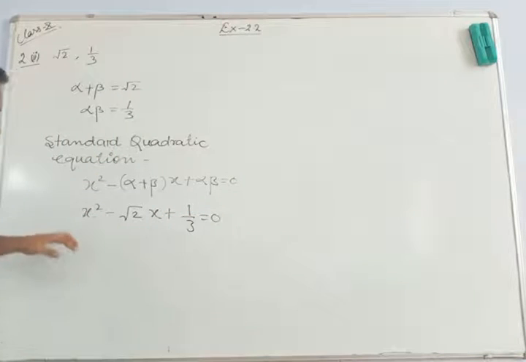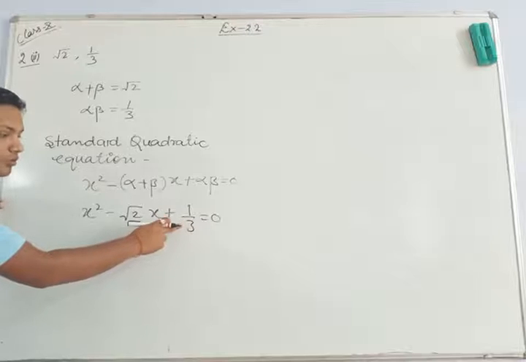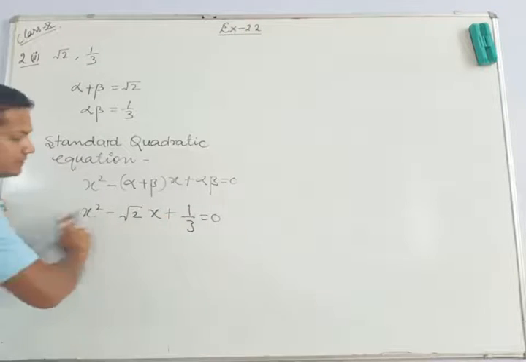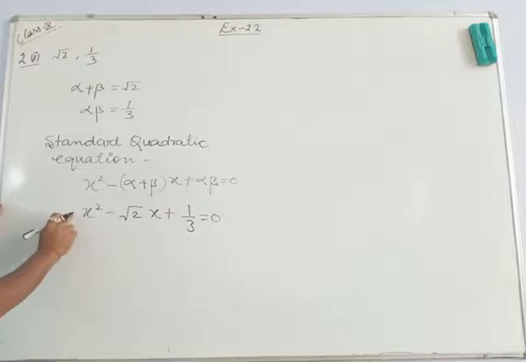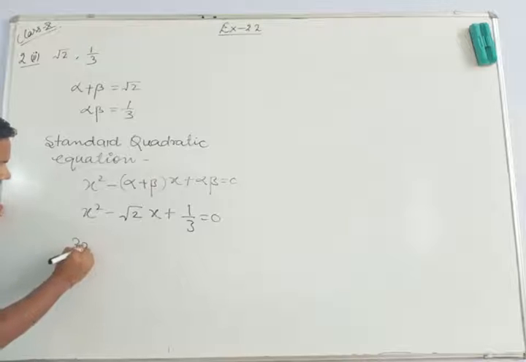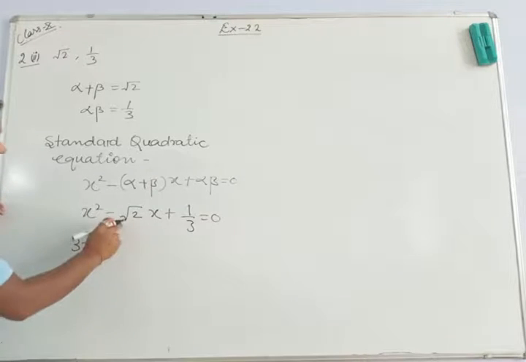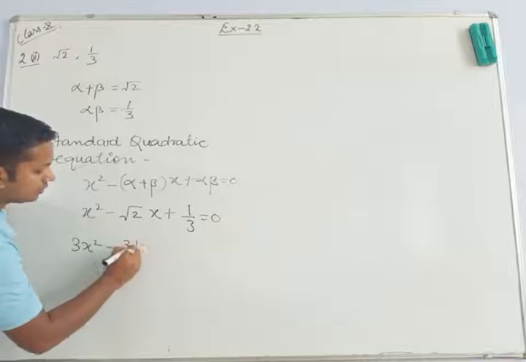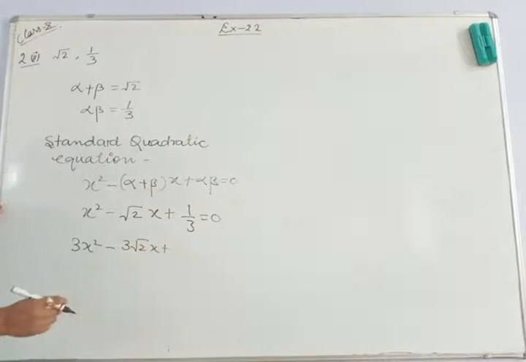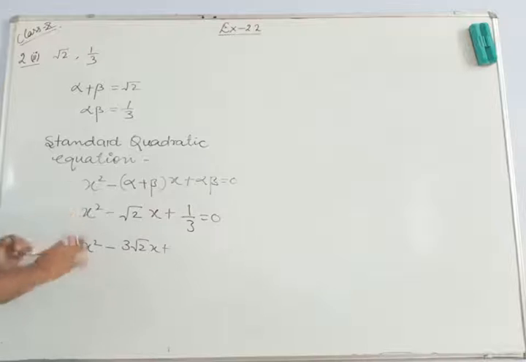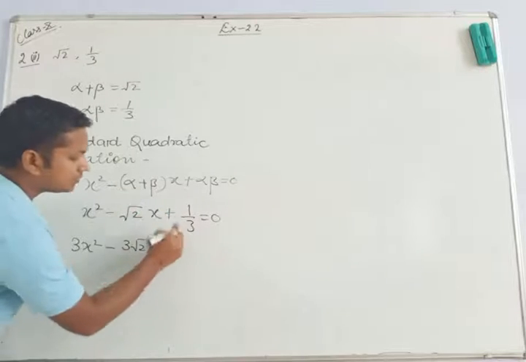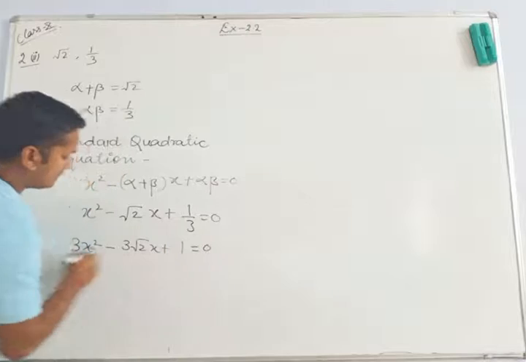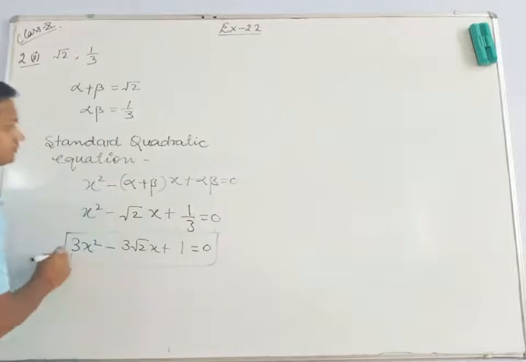Okay, now since we are having 1 upon 3 here, we will be multiplying the whole equation with 3. We will multiply the whole equation by 3. So what will this become? This one term will become 3x square, minus this one term will become 3 root 2 x. Why? Because if we multiply the whole equation by 3, every term will be multiplied by 3. Now 3 upon 3, because this term also has to be multiplied by 3, so 3 upon 3 will give you 1. So this is the answer.